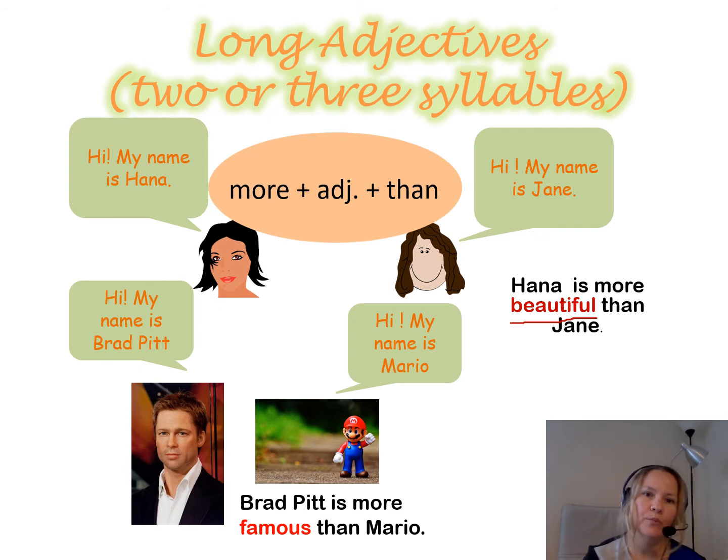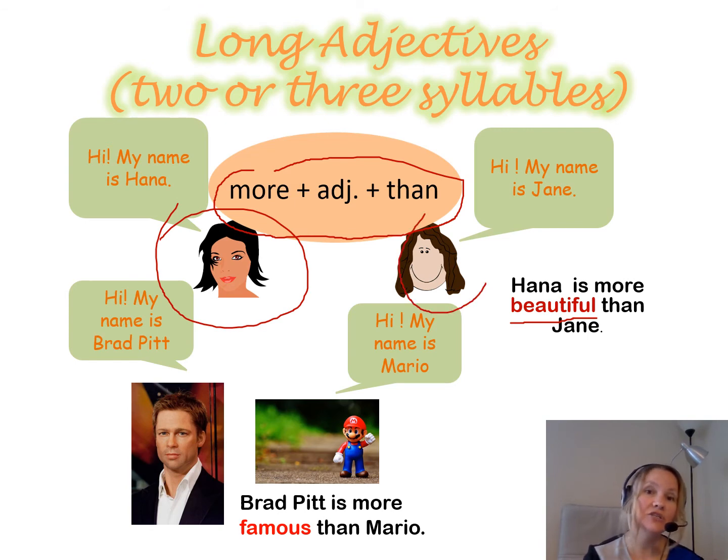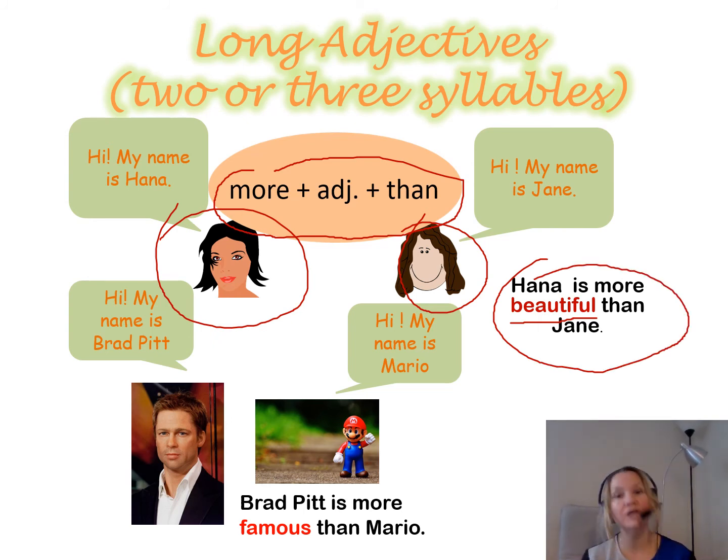So, more plus the adjective, and this is our rule. This is Hannah, and this is Jane. I want to compare these two people using the adjective beautiful. So Hannah is more beautiful than Jane. So Hannah and Jane, 2 people. Hannah is more beautiful than Jane. Excellent.